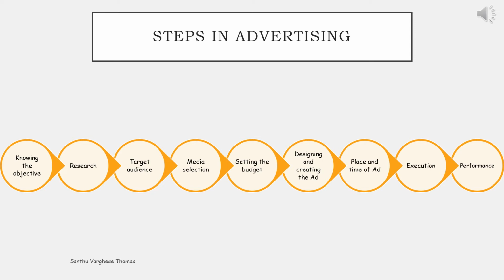The next step is the place and time of the advertisement. We have to place and time the advertisement properly. Only then is the proper reach available. The next step is the execution. That is, we have to give the advertisement, and proper follow up is done through the performance stage.